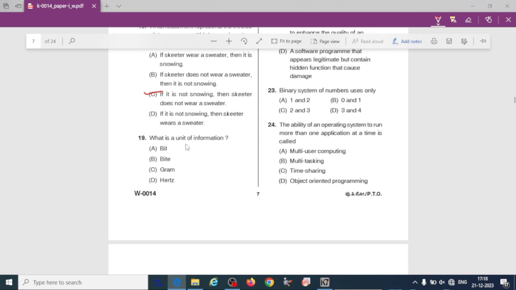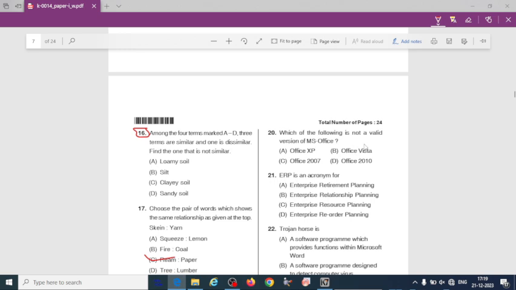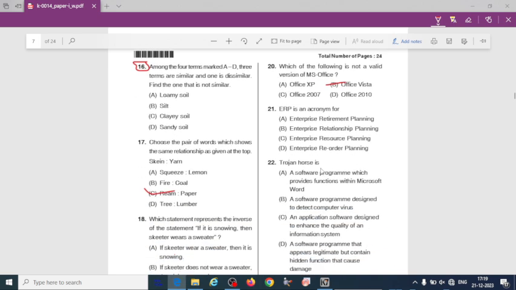What is a unit of information? Byte, bit, gram, hertz. Option is A. Which of the following is not a valid version of MS Office? Office XP, Vista, 2007, 2010. Option B. Vista is not a valid version of MS Office.